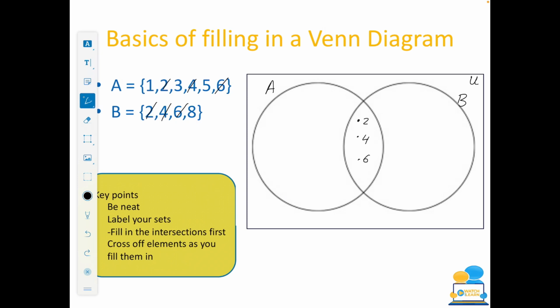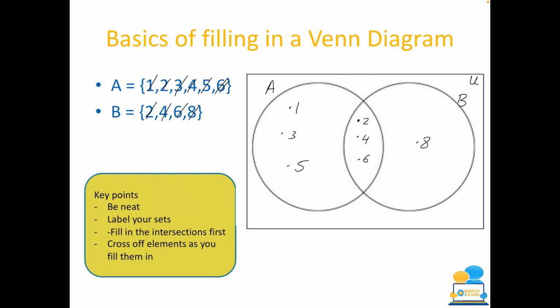Then we'll look at the number 1. So the number 1 in A, we're going to put it over here because it's only in A. Cross it off. Number 3 and 5 as well. And then the only element that needs to go over here in B is the number 8. And that's our Venn diagram completed.